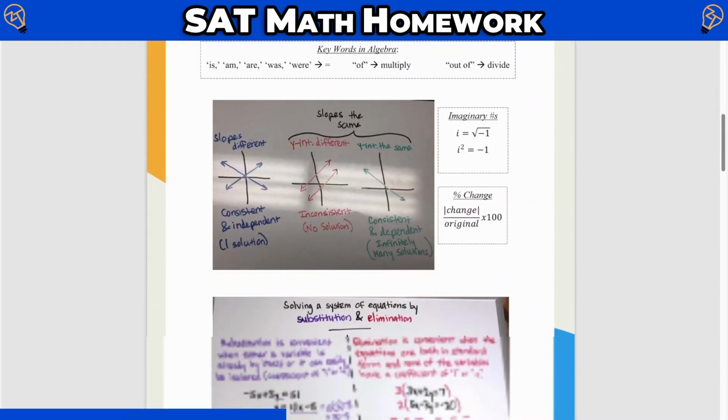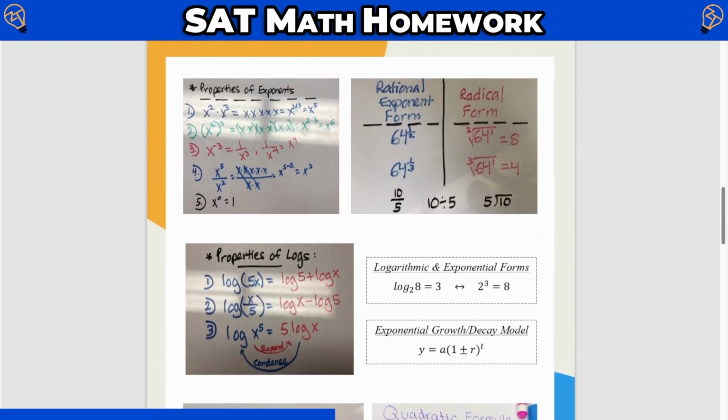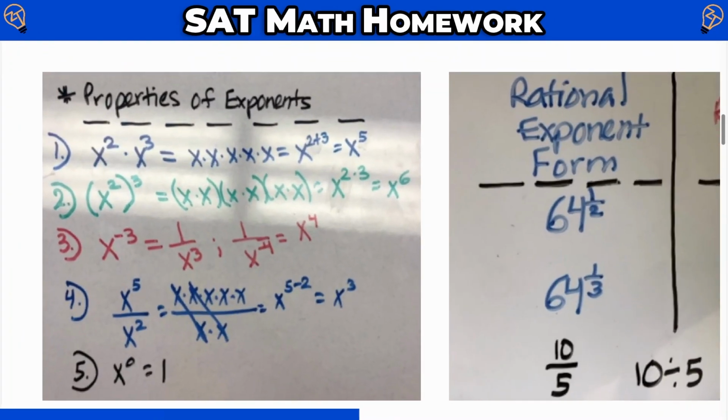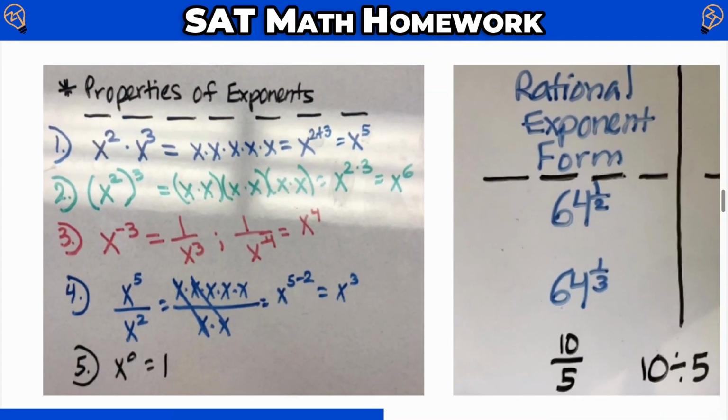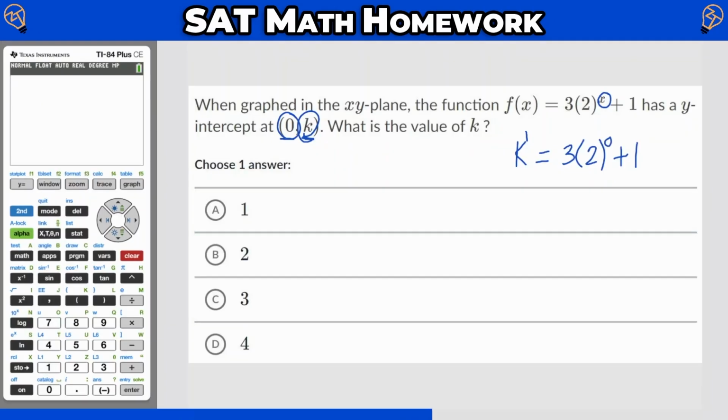Keep in mind on our math reference document, more specifically if we go to page 34, which is side 3, we have properties of exponents. The one that we're dealing with here is the fifth property where anything to the 0 power is 1. So this 2 to the 0 is 1, and then I have 3 times 1, which is 3, plus 1 is 4, which makes the correct answer D.